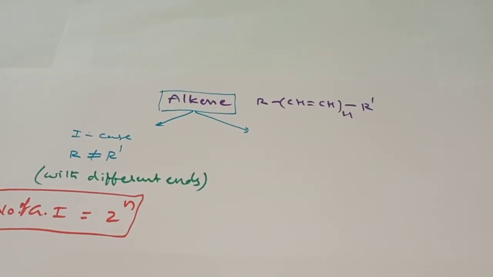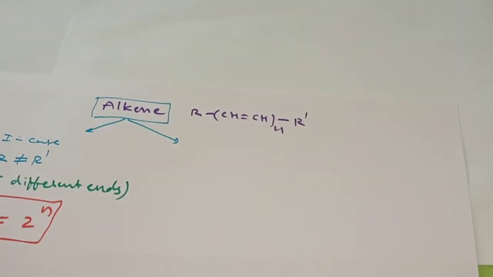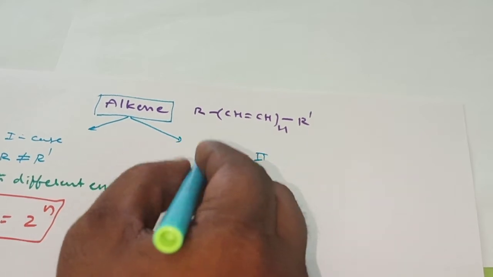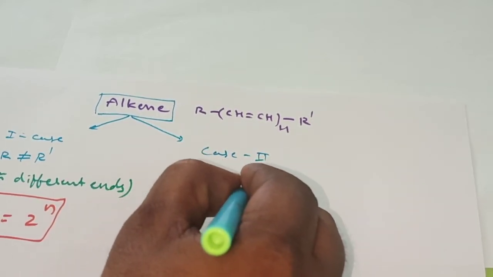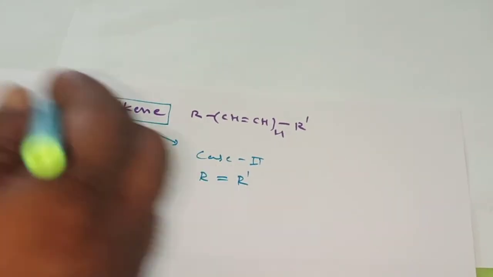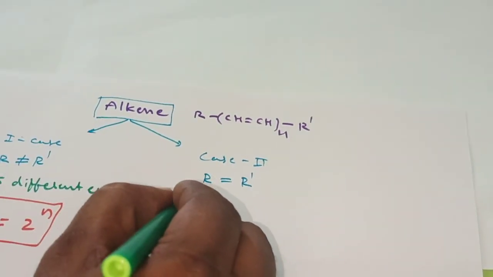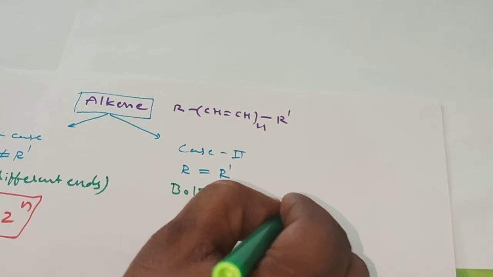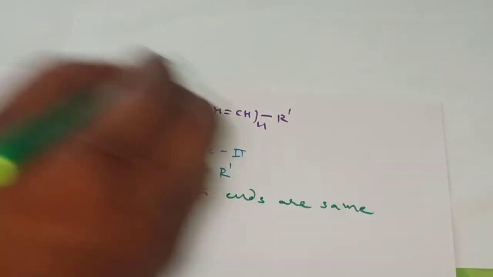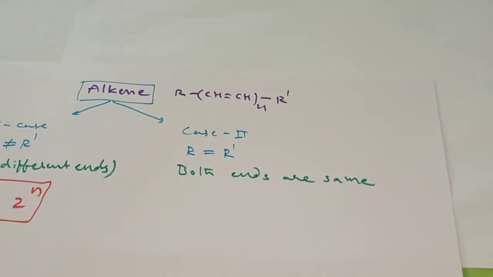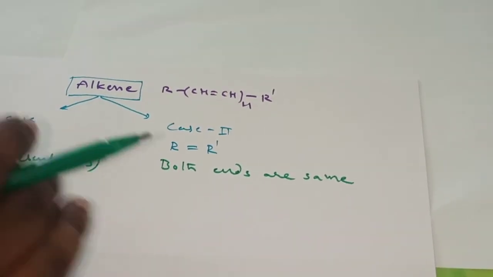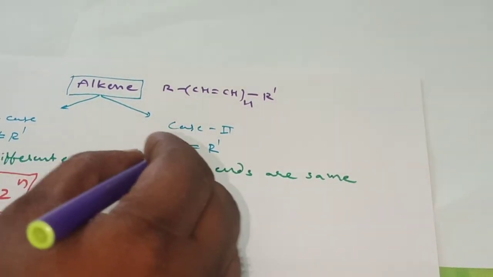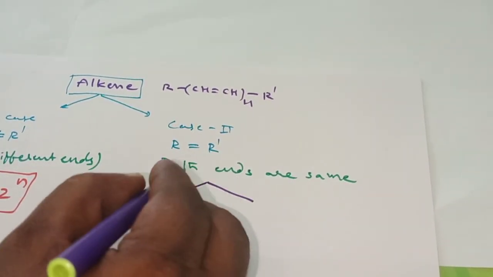And guys, this is the second case, where R is equal to R prime, so it means both ends are the same. Let's see how to calculate geometrical isomers in this case. Here both ends are the same. What happens here depends upon the n value.